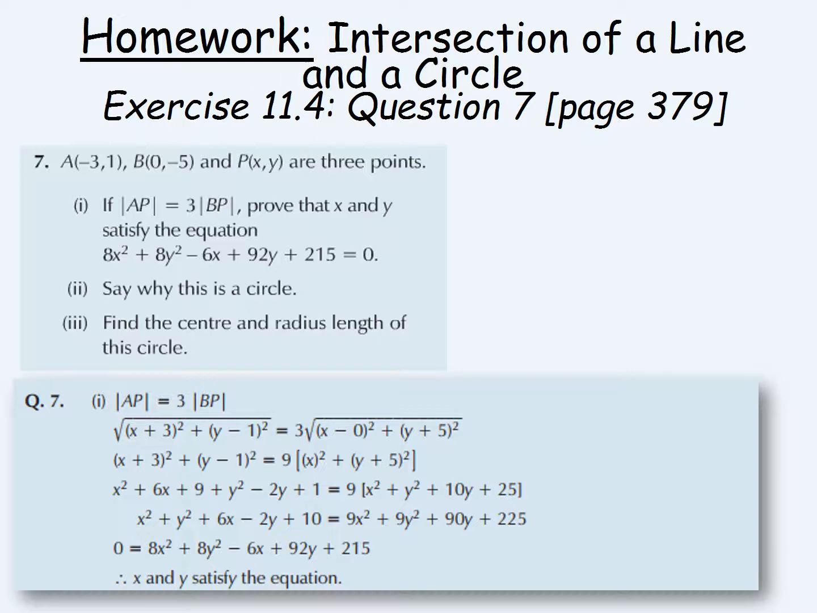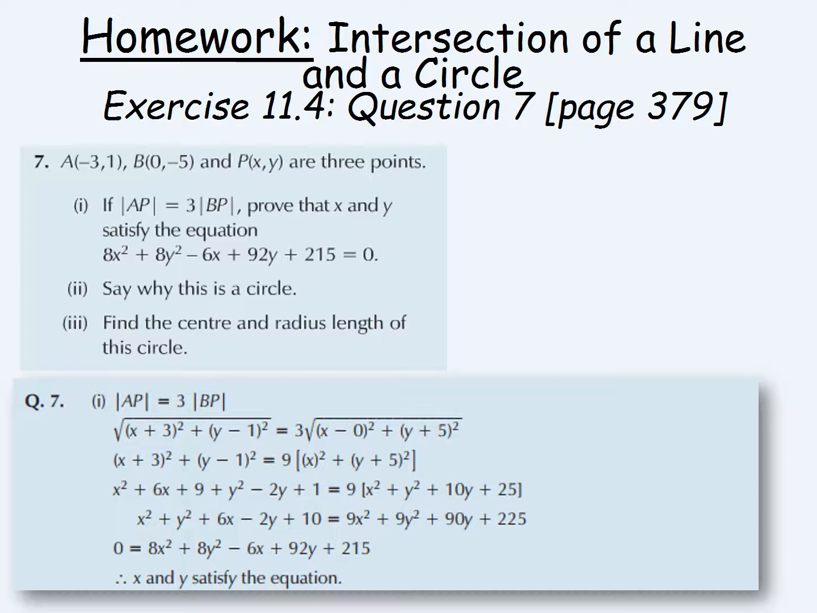So the first thing we're going to do is just use substitution, so the distance from A to P, taking P as x, y, and letting that equal 3 times the length from B to P, which again taking P as x, y. So you can see the workings there. We end up with the square root on both sides. The best thing for us to do is to square both sides to get rid of it.